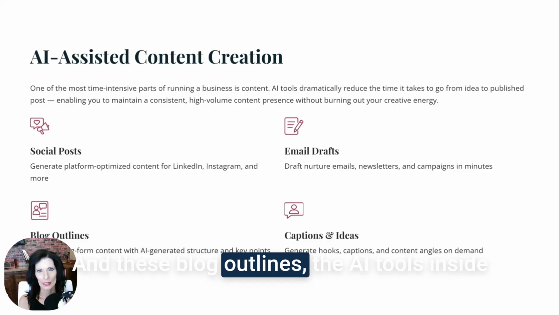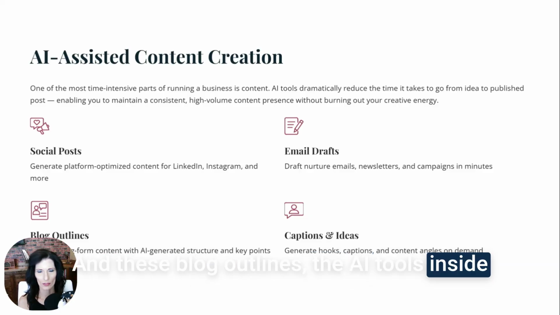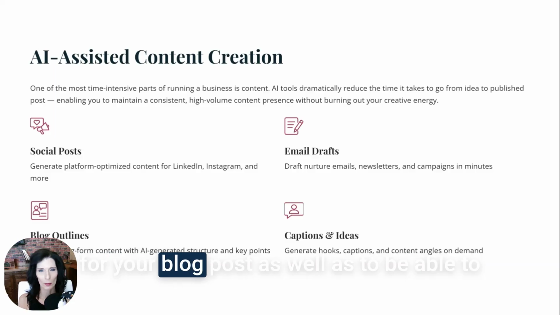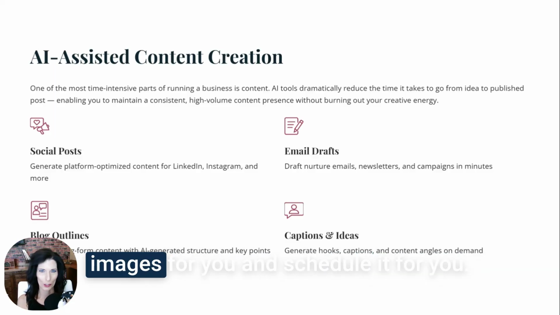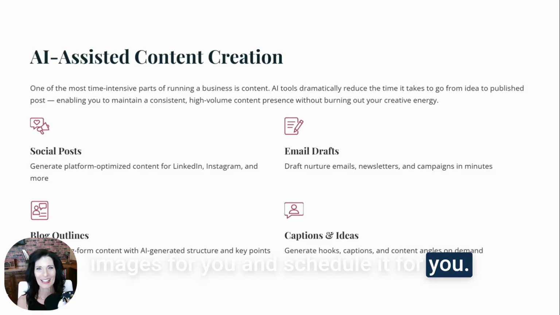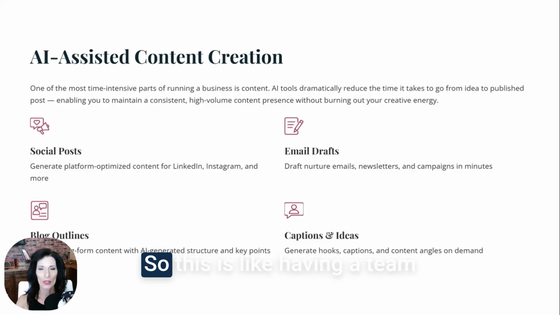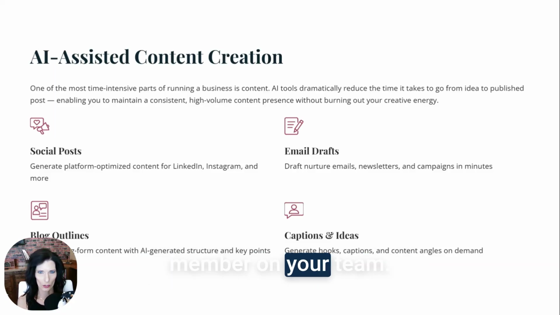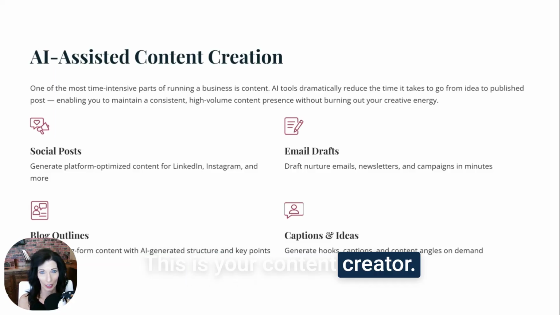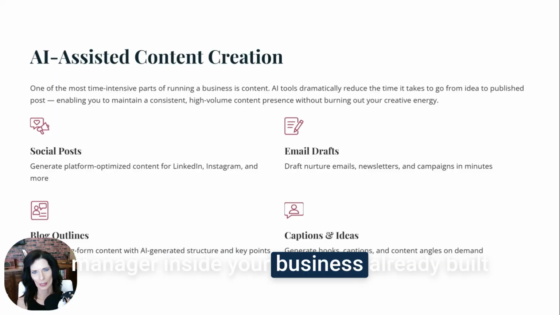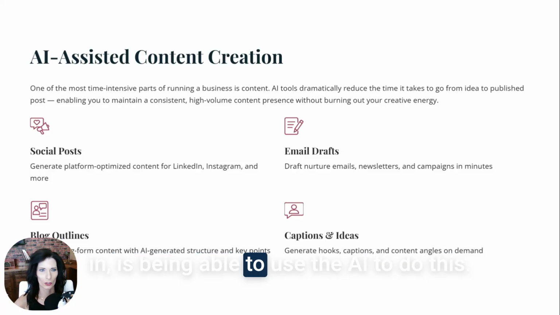And these blog outlines, the AI tools inside of ScaleLogic HQ can create the outline for your blog post, as well as write the entire blog post, create the images for you, and schedule it for you. It can help you with all your captions, all your ideas, generating your hooks, your content angles, your captions. So this is like having a team member on your team. This is your content creator. This is your content management manager inside your business already built in, being able to use the AI to do this.